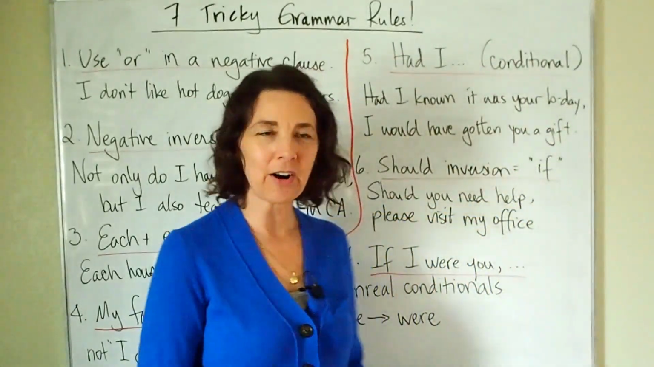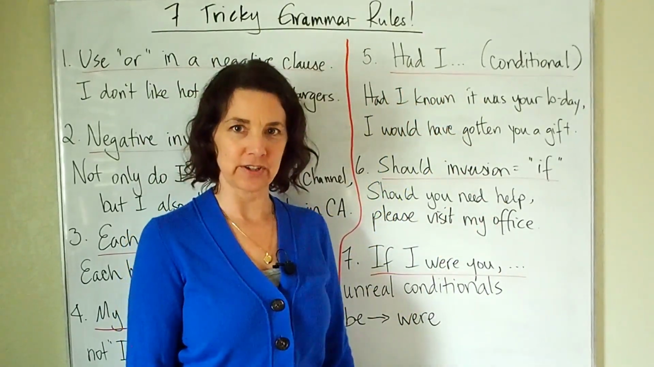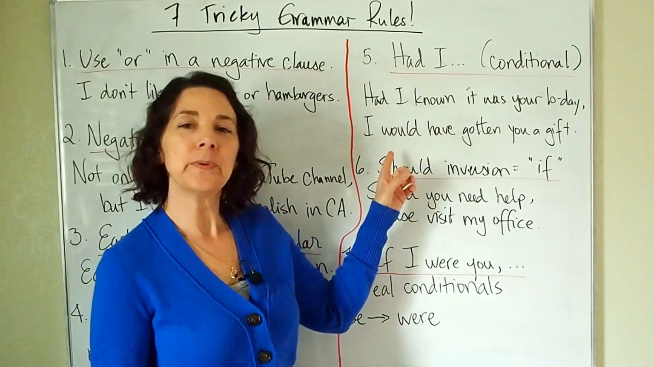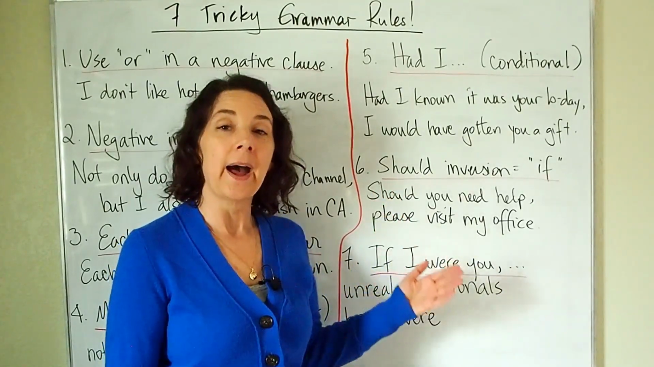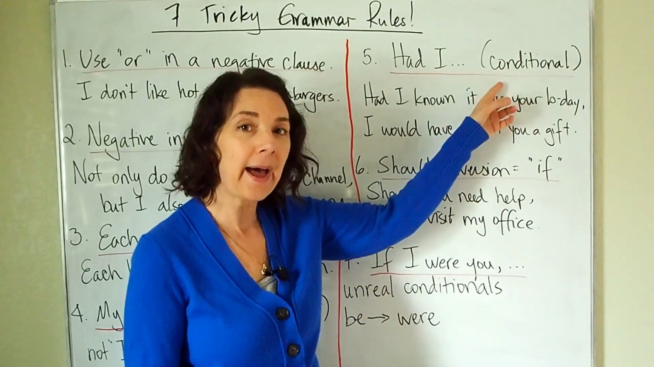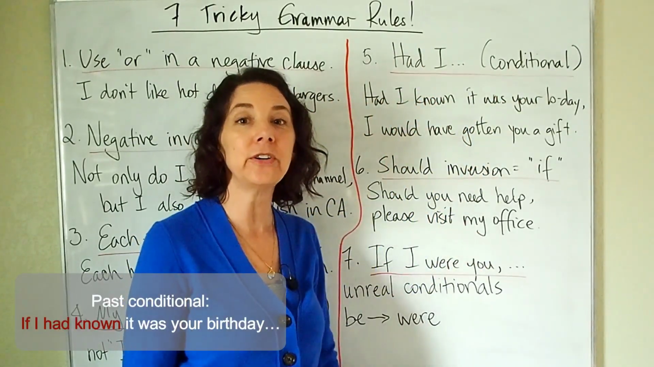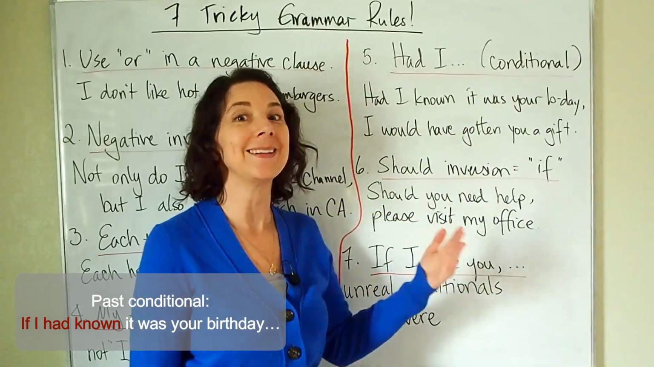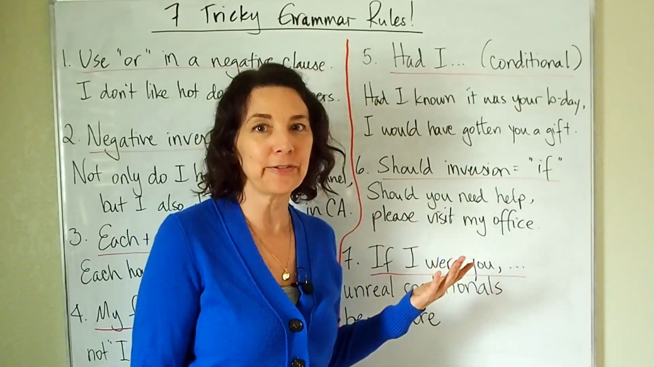The next one is a little bit harder, and this is using had I for a conditional. For example, had I known it was your birthday, I would have gotten you a gift. This is a past conditional, so it's referring to something that happened in the past, but we wish or we are thinking about how it could have been different. It's conditional because it's referring to something that didn't happen, but we are thinking, what if?